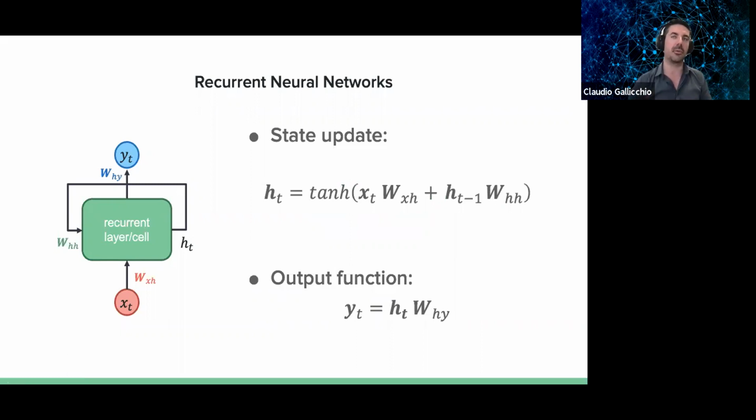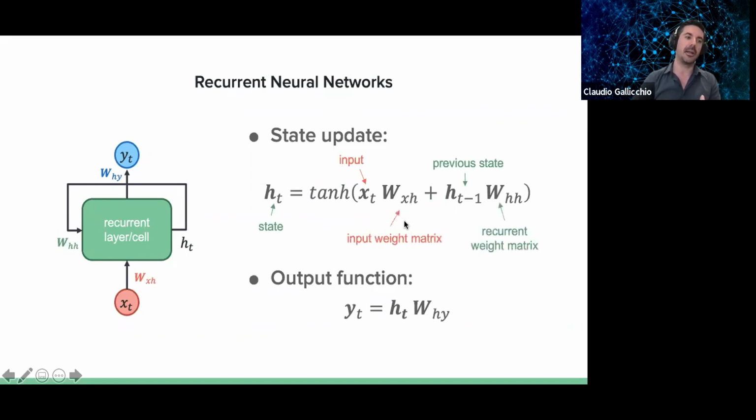And coming more closely to the formulation that is used in practice, the state update equation takes this form, which is an affine transformation of the input and the previous state, modulated by an input weight matrix and a recurrent weight matrix, and then followed by the hyperbolic tangent nonlinearity. Similarly, the output function is applied on top of this state. The form of the output function depends on the type of problem that you want to solve, but for the sake of simplicity, let's assume it is a linear transformation of the state. So the state is multiplied by this output weight matrix, and then we get the output for that specific time.